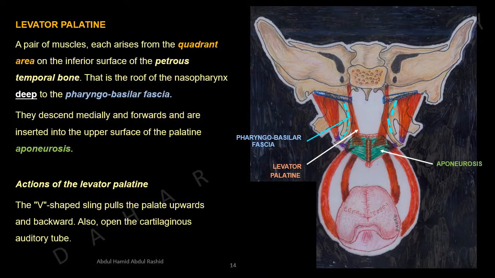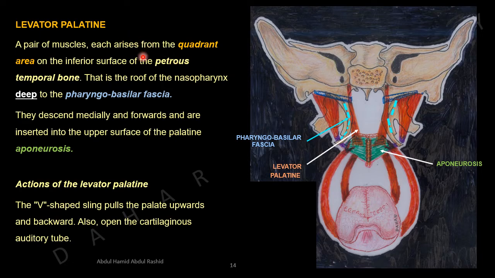The second pair of muscles, coming from above, is the levator palatini muscle. Look at the diagram. This is the posterior border of the medial pterygoid plate. Here is the hamulus. This is the attachment of the pharyngobasilar fascia along the posterior border of the medial pterygoid plate.